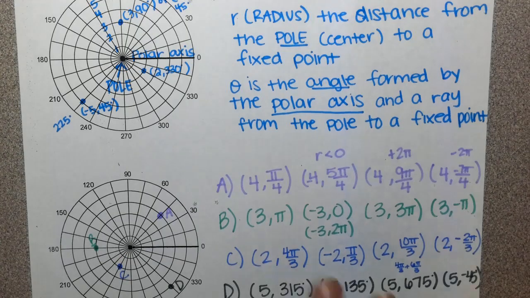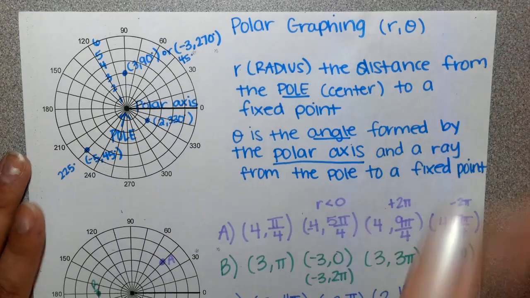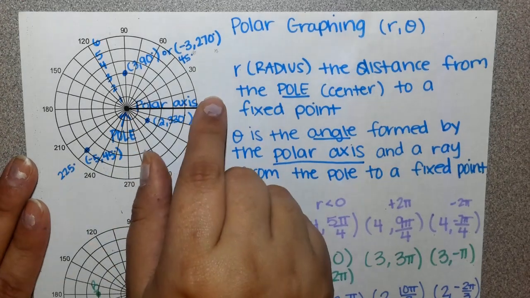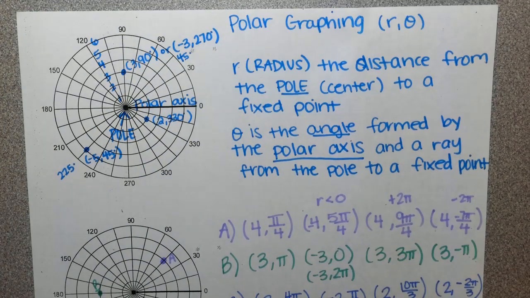All right, so as a reminder, on Friday we learned about polar graphing. The coordinate is (r, theta). R is the radius, that is how far you're going to go. Theta is the degrees, that's what direction you're going to go.